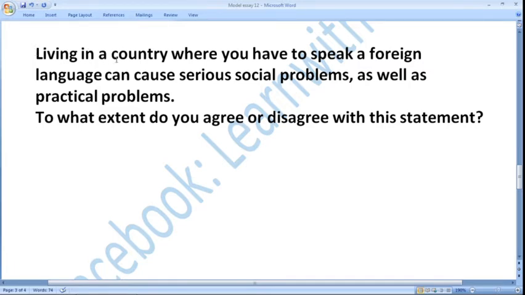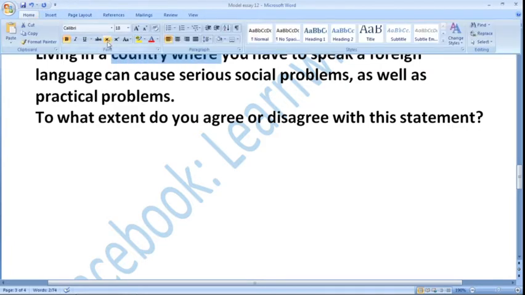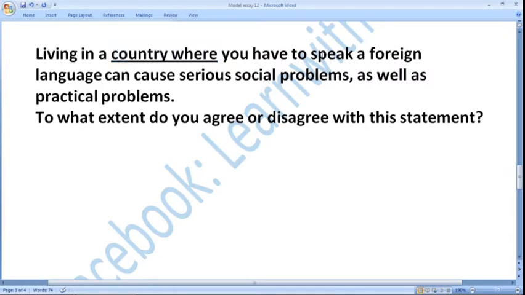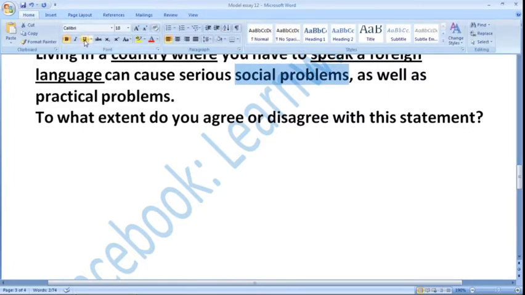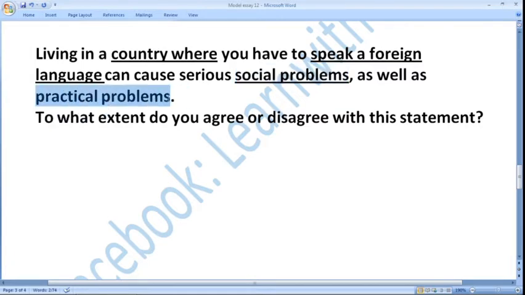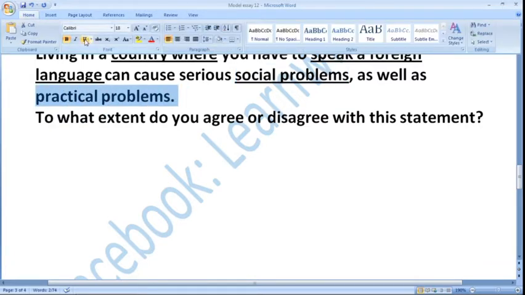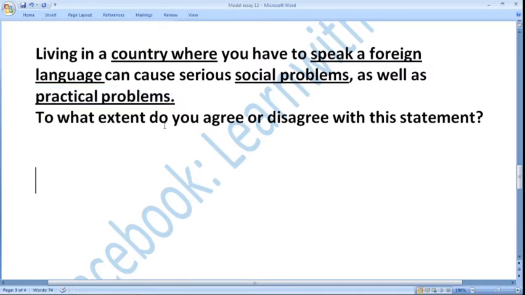underline the keywords: living in a country where you have to speak a foreign language, can cause serious social problems, as well as practical problems. To what extent do you agree or disagree with this statement?